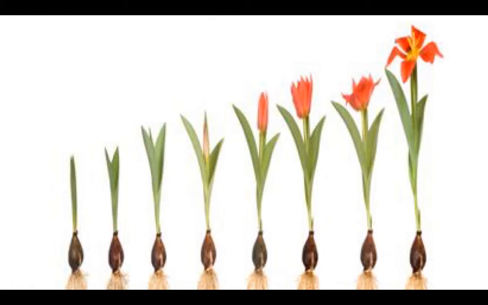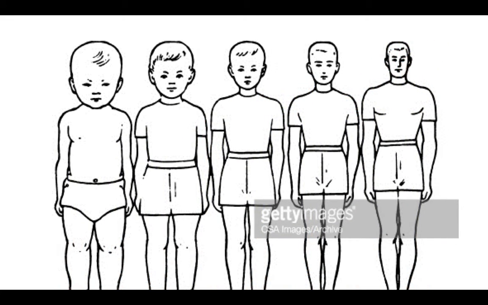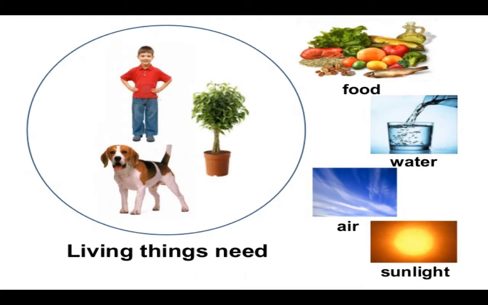First, we'll talk about all the things that do grow and change. Plants, first, do grow and change from seeds, and then they grow into big flowers. People start as babies, and then they turn into adults. All living things need food, water, air, and sunlight to survive. Without these things, we would all not live, which means we'd be dead.